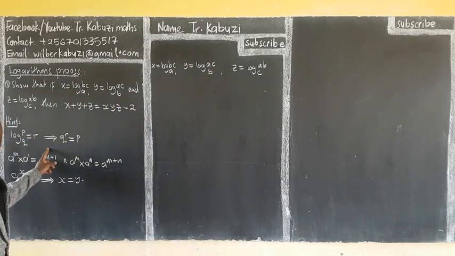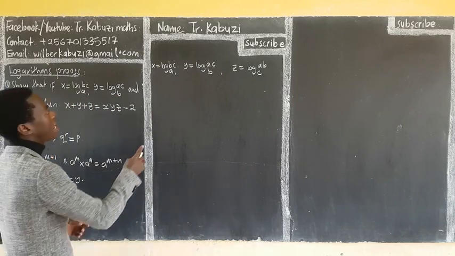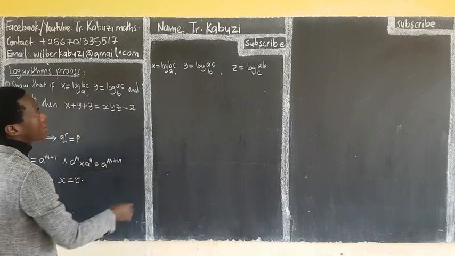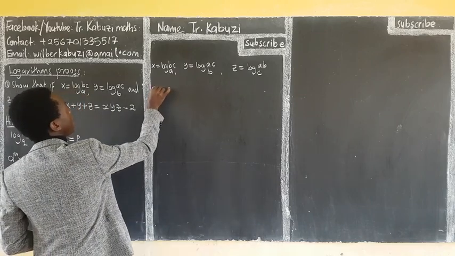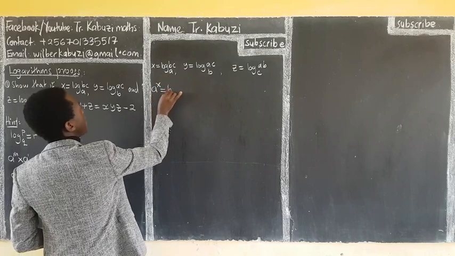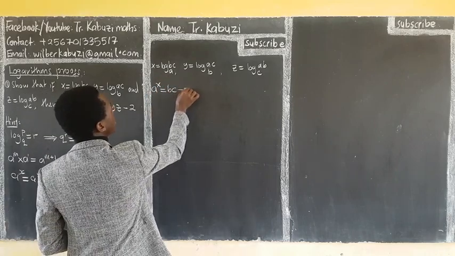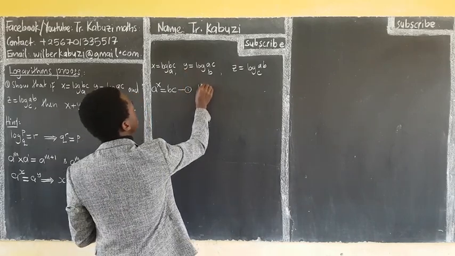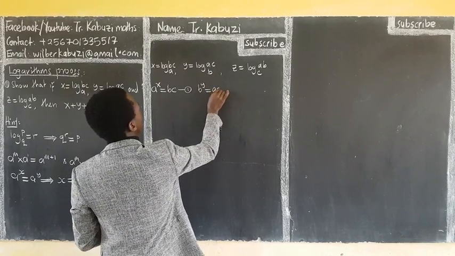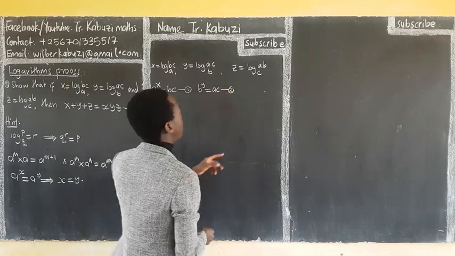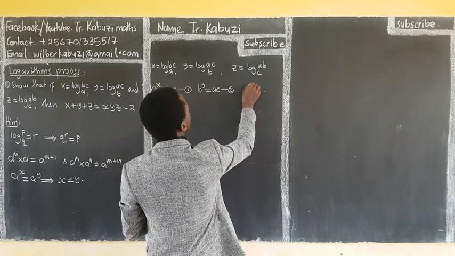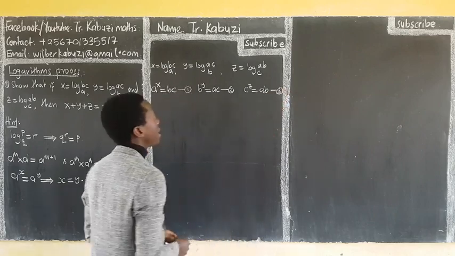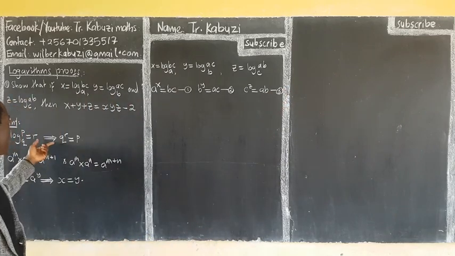Now let us come to this one here. We are going to first apply this property. It means that a power x will be equal to that, as we have seen from this property. So from here, a power x is equal to bc. We call this equation 1. Then from here, b power y is equal to ac, equation 2. Then c power z is equal to ab, and this will be equation 3. So as simple as using this property here.